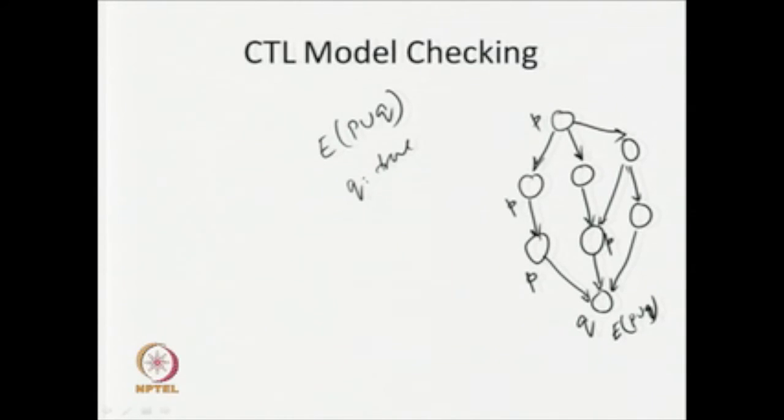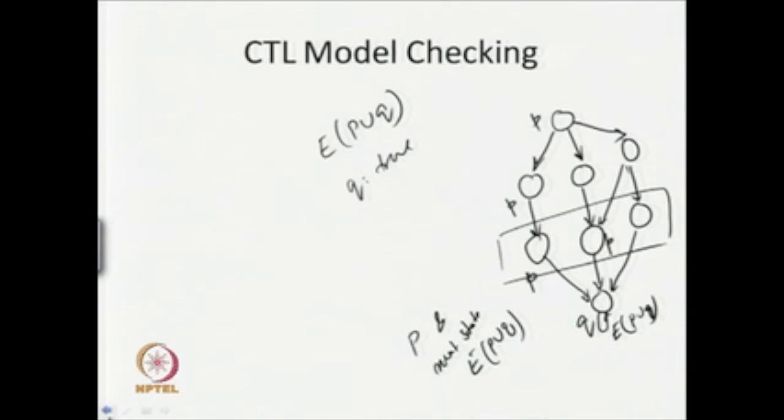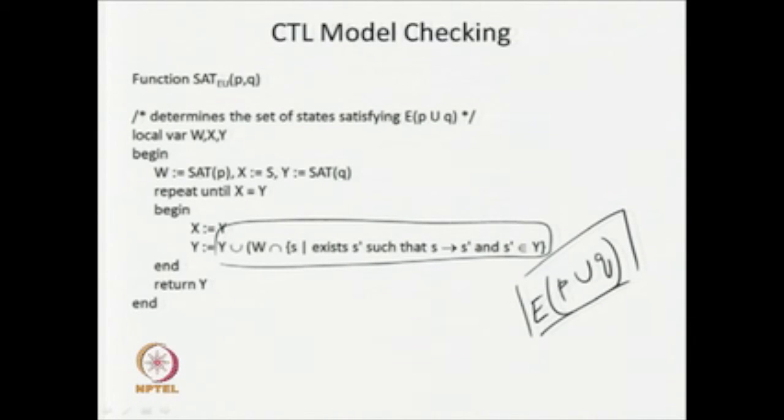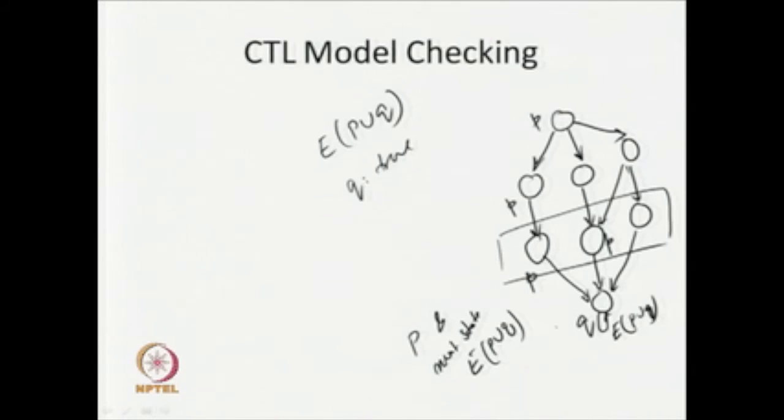Now, from this state, what happens? We look for the predecessor states, so we get these three predecessor states. In this case, p must be true and in the next state E p until q must be true. So, this is the scenario. W is the set of states where p is true, intersected with those states where in the next state E p until q is true. In this state, you will find that p is true and in the next state E p until q is true, so E p until q is true. Here also E p until q is true, but in this state E p until q is not true because p is not true over here.